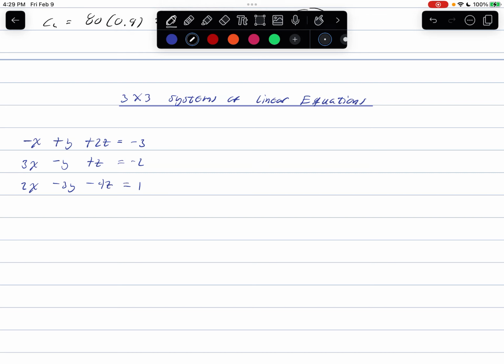Hi everyone. So in the previous several videos, we've talked about different aspects of 2x2 systems of linear equations. So to end the week, I want to spend some time going over some examples of 3x3 systems of linear equations. Now these look really intimidating and there are a lot of steps to them, but they really aren't that bad if you're able to break them down into smaller problems.